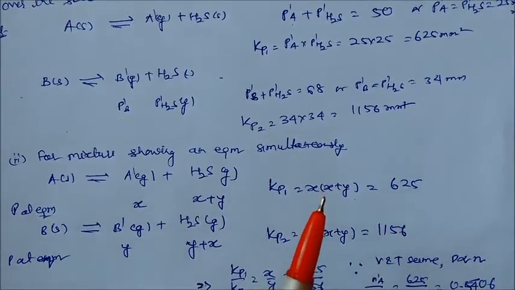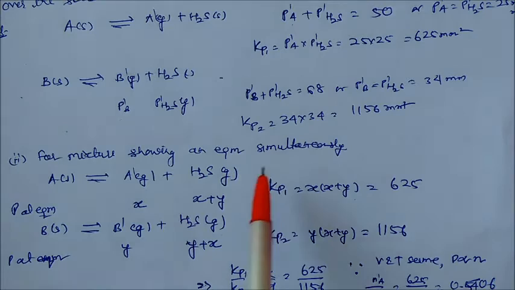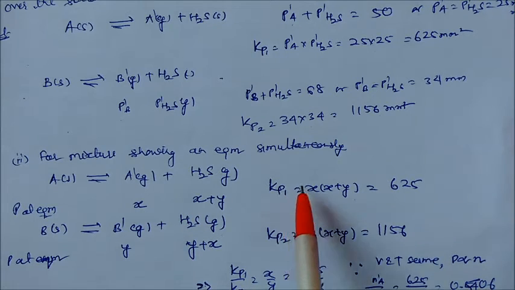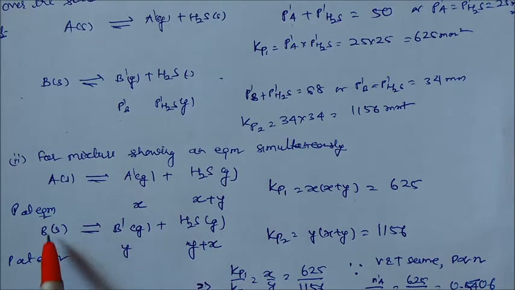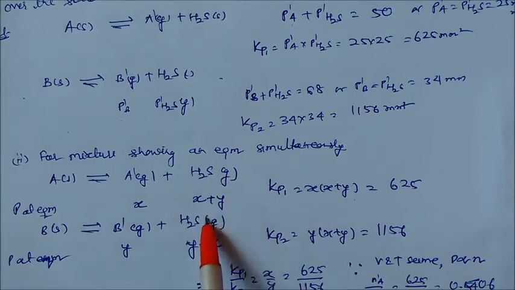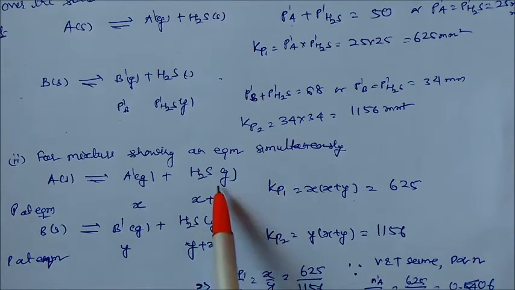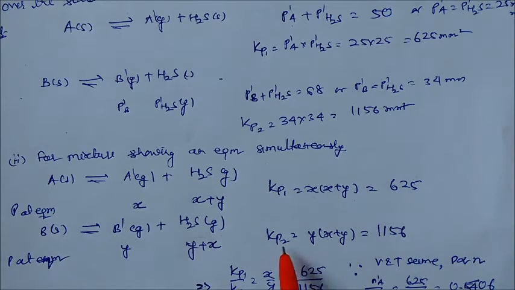To find the total pressure, write the equation again. This is giving X, so we have to use the equilibria simultaneously. This is giving X, and Kp1 is equal to X into X plus Y. How does Y come? Let us go for the second equilibrium. B is giving B' plus H2S. So this is Y, this is Y, and this is solid. For a solid we are not writing any pressure. Since H2S is common, write Y on this side and X on this side, so it becomes X plus Y, X plus Y. Now Kp1 equals X into X plus Y, that is a constant value, and Kp2 equals Y into X plus Y, that is a constant value. Taking the ratio of the two values, you get X plus Y equal to this value.